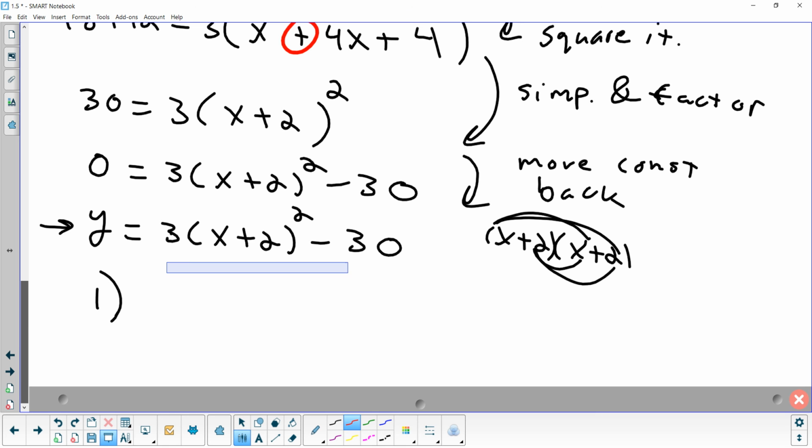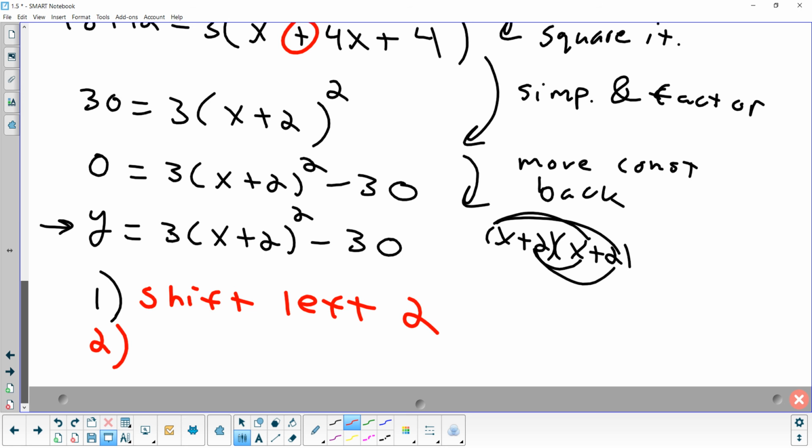So what's the first transformation that's happening there? Yeah, John? It's a horizontal transformation. So it is going to go left. What kind of transformation is it? Horizontal shift. So let's say shift left 2. I was thinking translation. Yeah, you could say a translation: you move 2 units to the left. You could say it that way.